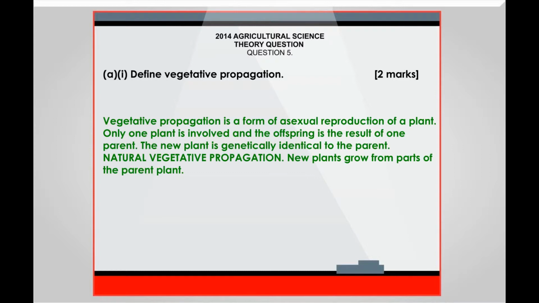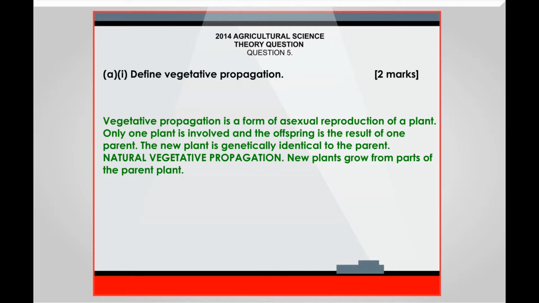Question 5. Define vegetative propagation. Vegetative propagation is a form of asexual reproduction of a plant. Only one plant is involved and the offspring is of one parent.